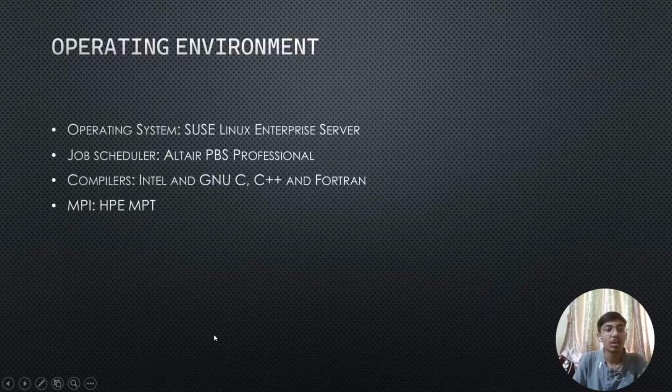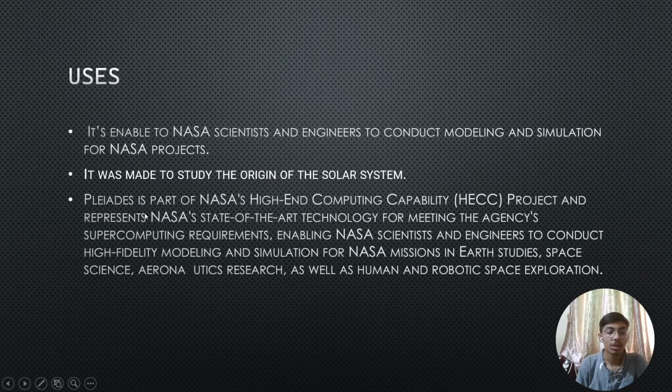Then the next thing is the operating environment. What is the OS in it? Mostly in supercomputers they prefer Linux-based, so obviously this one is also SUSE Linux Enterprise Server. Then the job scheduler is Altair PBS Professional. The compilers are Intel and GNU C, C++ and Fortran. MPI is HPE MPT. And the next is, what are the uses of these supercomputers?